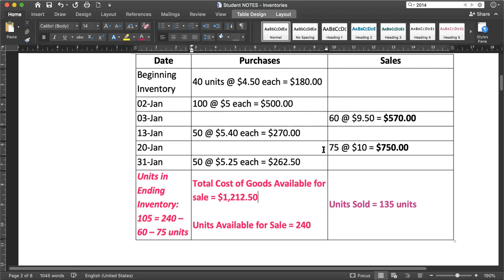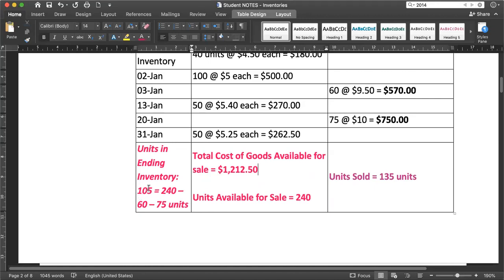Then on the 20th of January, they sold 75 units, and the selling price was $10. So they had revenues of $750 from the sale on the 20th of January. When we add this up, 60 units sold and 75 units sold, we have a total of 135 units. We know that we had available for sale 240 units. We sold 135, so that means that what was left was 105 units.